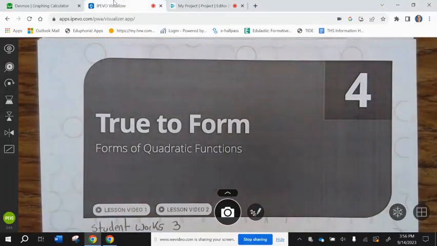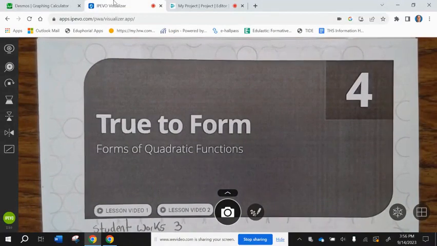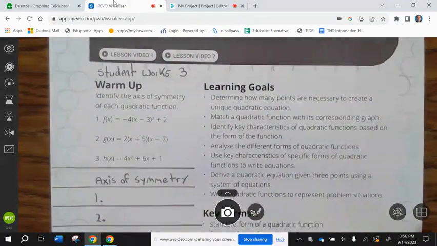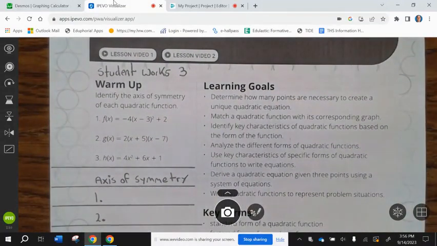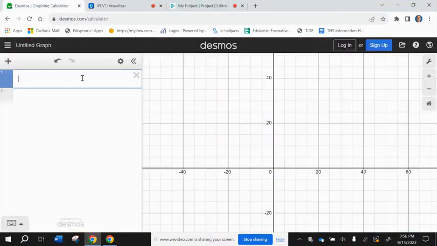Today we're going to work on forms of quadratic functions. Let's take a look at the warm-up. Identify the axis of symmetry of each quadratic function. So we're going to go to Desmos.